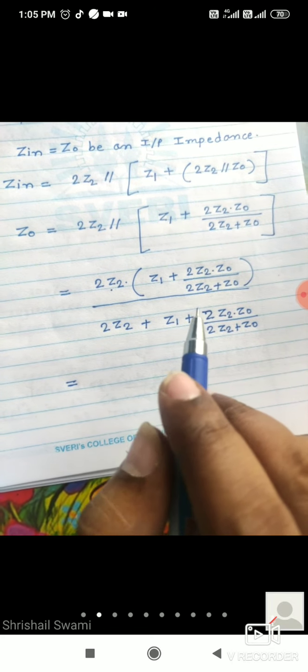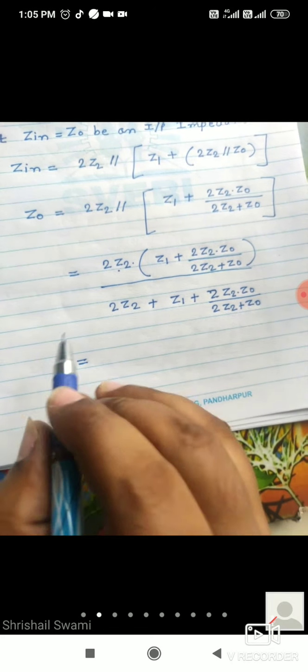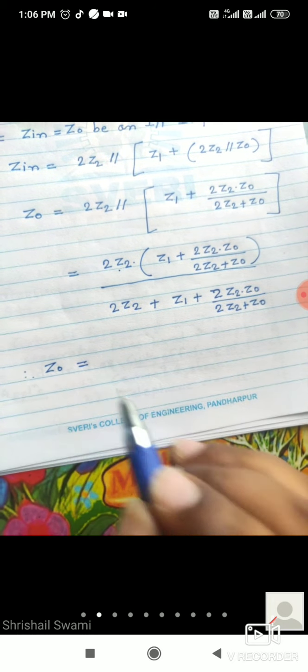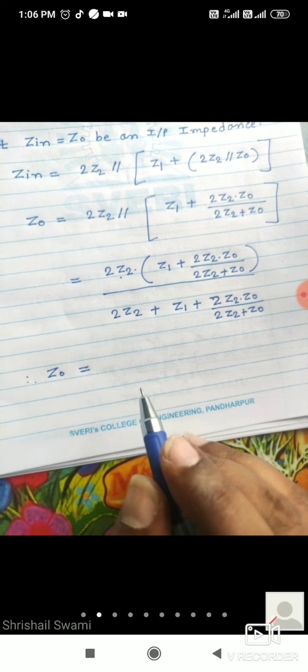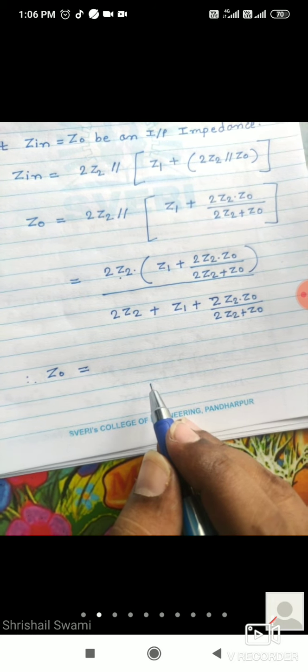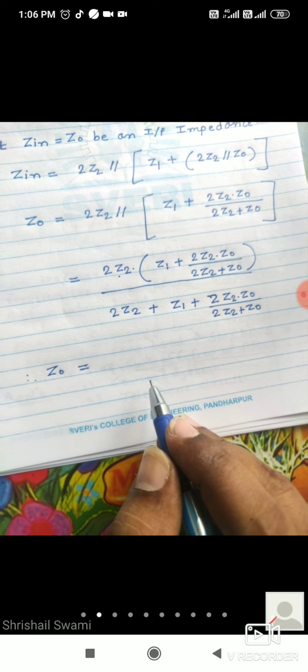Step by step you can solve this one. Now this will be the left hand side, Z0 as it is. Now what can we do? What can we do now?